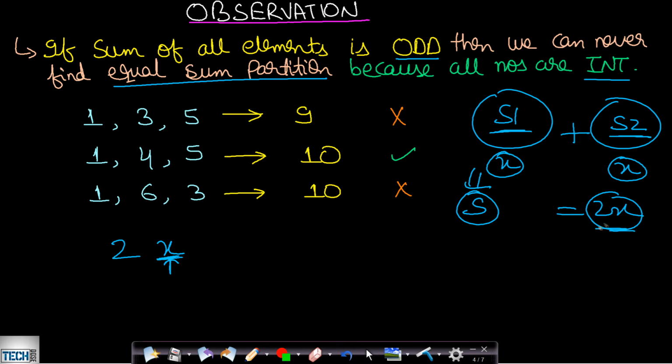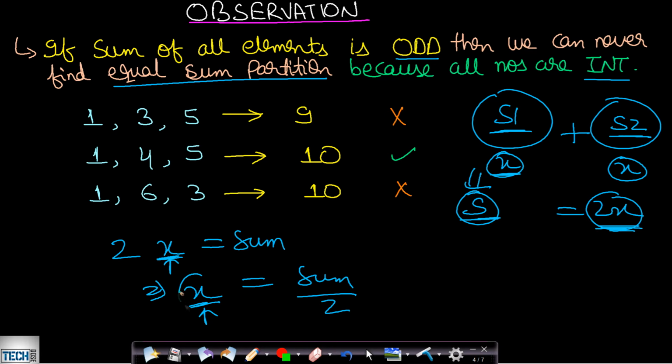Okay, so 2x should be equal to the sum of the elements, and let's say the sum of the elements is equal to sum. Now you can find the sum of a given subset, x, can be equal to sum by 2, and this x should be an integer. Okay, so this sum can never be an odd number. This sum has to be an even number.